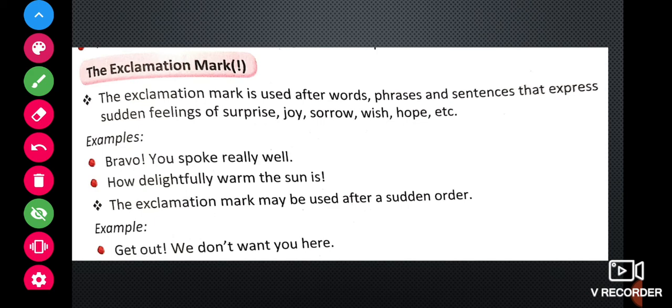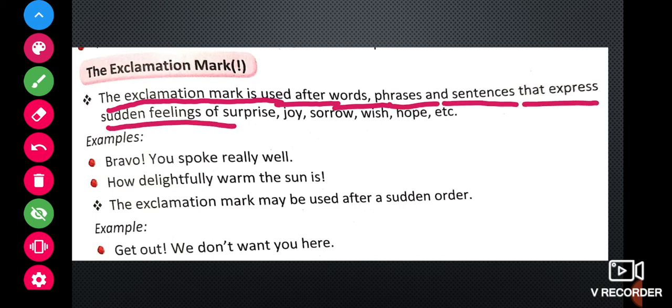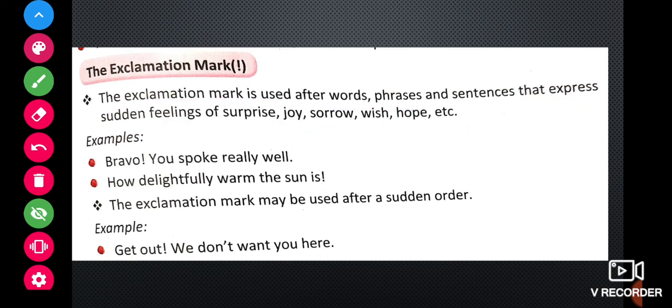Exclamation mark. The exclamation mark is used after words, phrases and sentences that express sudden feelings of surprise, joy, sorrow, wish, hope, etc. So we all know where exclamation mark is used. We have been studying it since a very long time. Let us look at the examples.